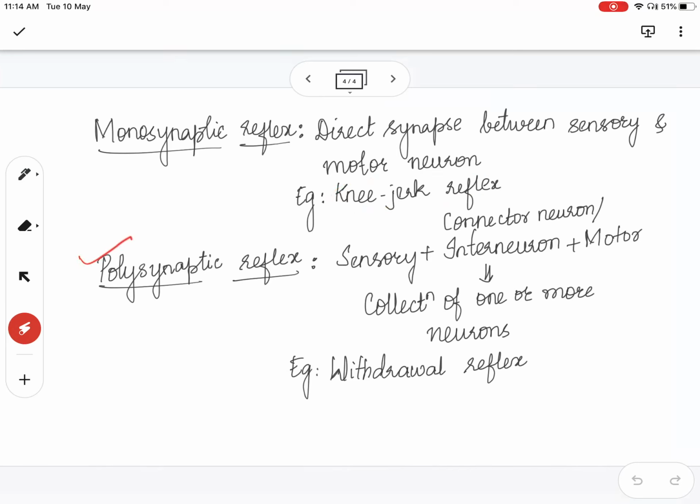Similarly, for polysynaptic reflex, there is one such neuron in the center. Like how in the monosynaptic there was no such connection, here there is a connection present, and the name of it is called as what? Interneuron. Similarly you can call it as what? Connector neuron. Sensory, interneuron, motor neuron, they are going to help in providing a stimulus. So what is this interneuron? It's a collection of one or more neurons over there. Okay, and example for the polysynaptic is withdrawal reflex.